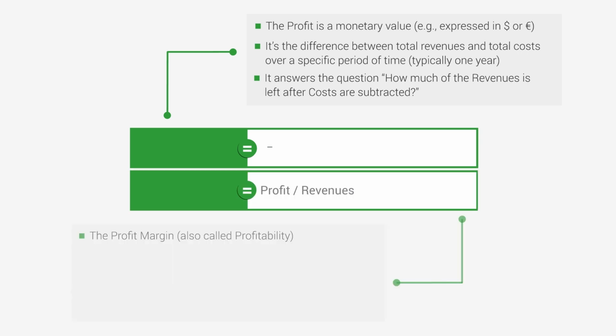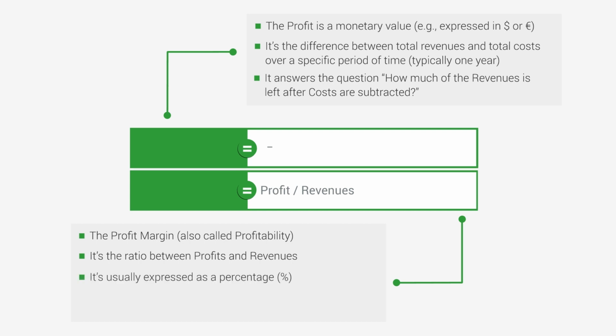The profit margin, or profitability, is the ratio between profit and revenue. It is usually expressed as a percentage and answers the question of what percentage of revenue is yielded as profit. The profit margin is a helpful indicator when you want to compare different companies within the same industry.